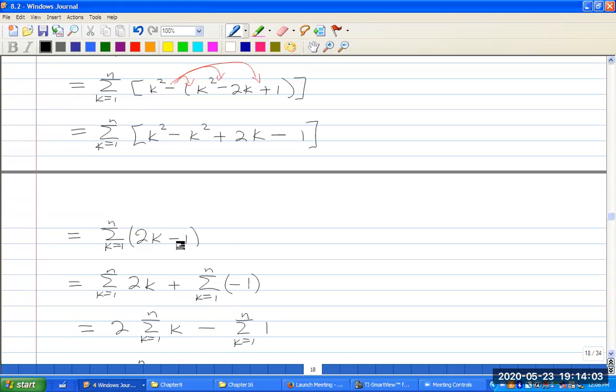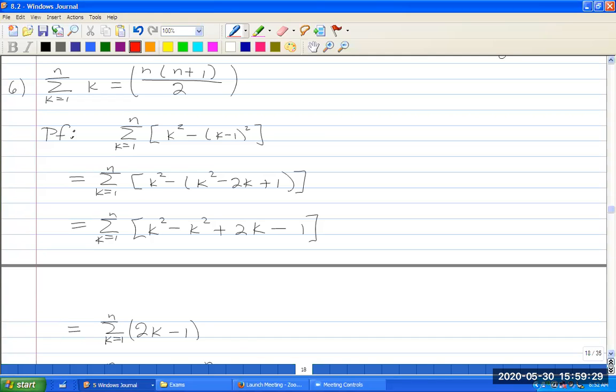Now, using the above properties, I have that this is the same as the sum of 2k plus the sum of negative 1. I can bring the 2 out in front, the negative 1 out in front. So this is 2 times the sum k equaling 1 to n of k minus the sum k equaling 1 to n of 1. But I know what property number 6 is: the sum k equaling 1 to n of k is equal to n times n plus 1 over 2.